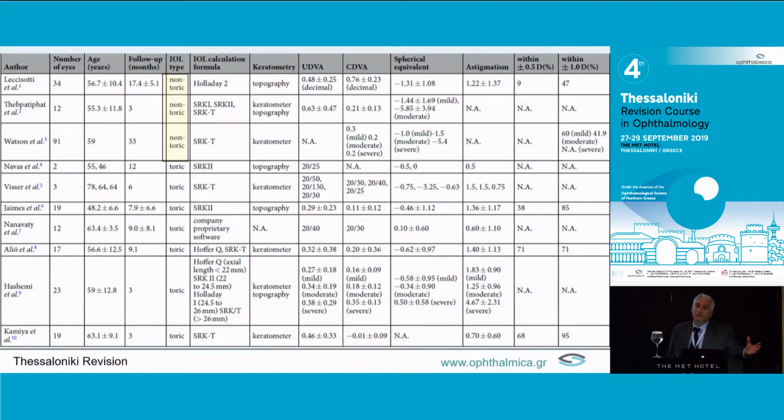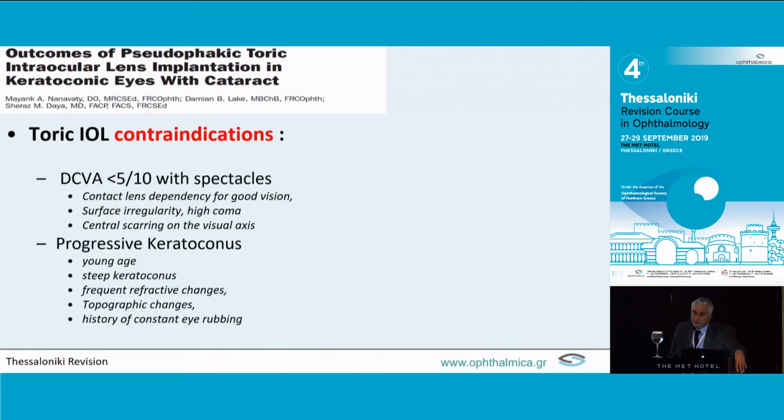Torics, although there is a lot of discussion, whenever they were used, the result was always better. The uncorrected result was always better compared to standard lenses. And this is something that we all agree on. But are all corneas good to use toric lenses on? The answer is no. You have to use a toric lens in a cornea which is irregular but somehow more regular than the very advanced cases of keratoconus.